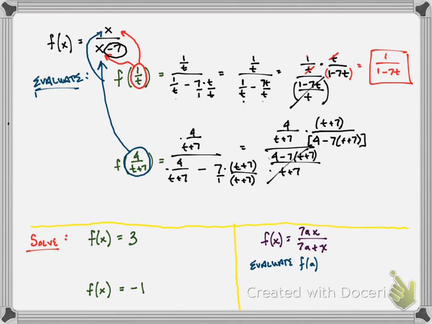Now, t plus 7, that factor shows up in both our numerator and in our denominator, and so we can reduce. t plus 7 over t plus 7 reduces to 1. I'm also going to expand by distributing this negative 7. And now this gives us 4 over 4 minus 7t minus 49.